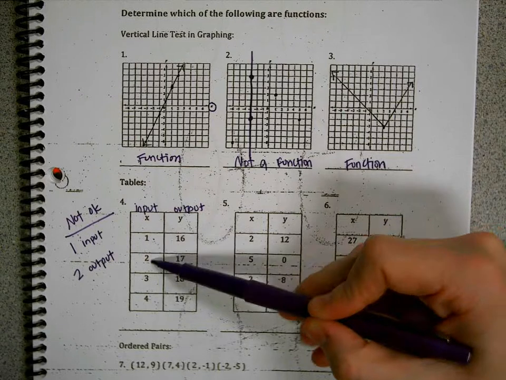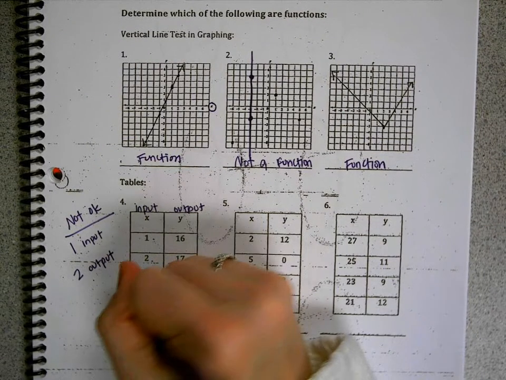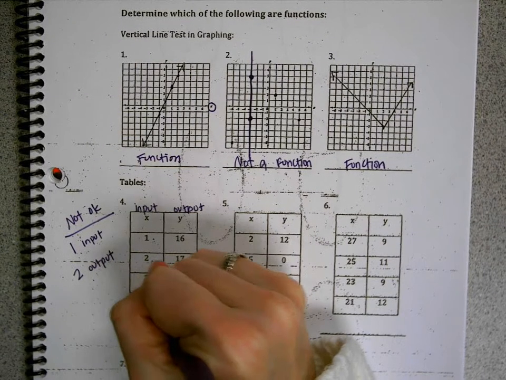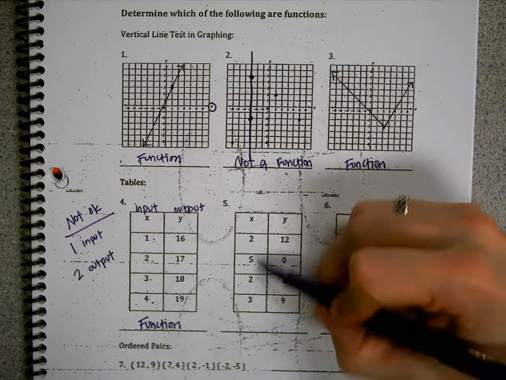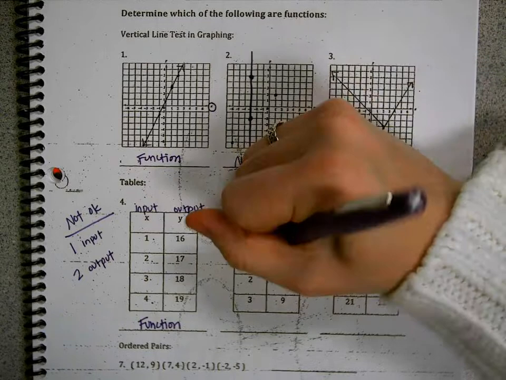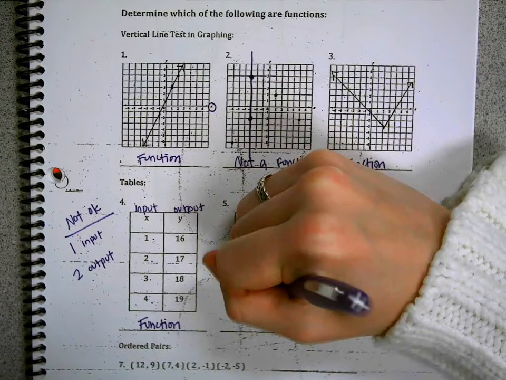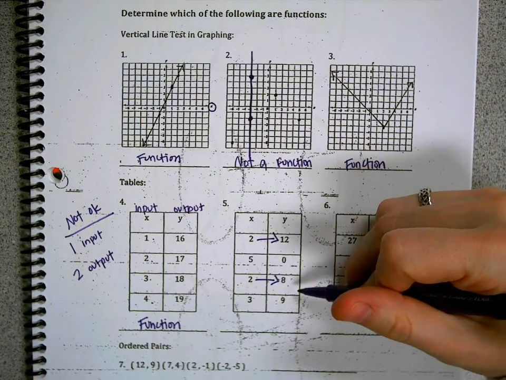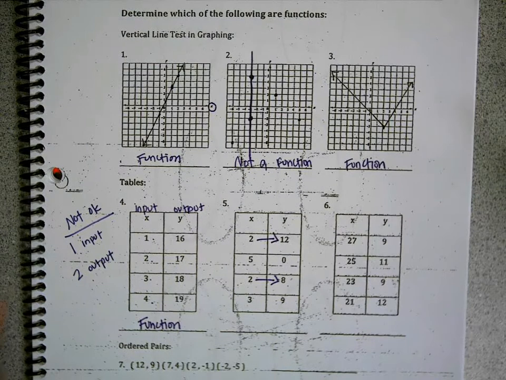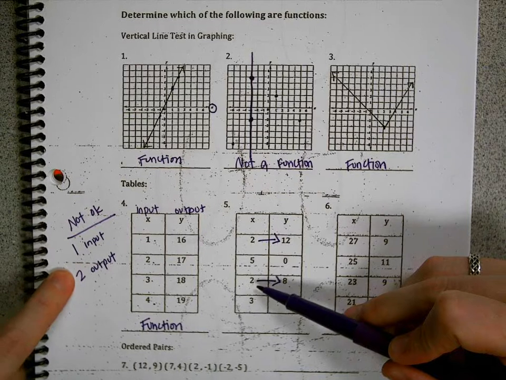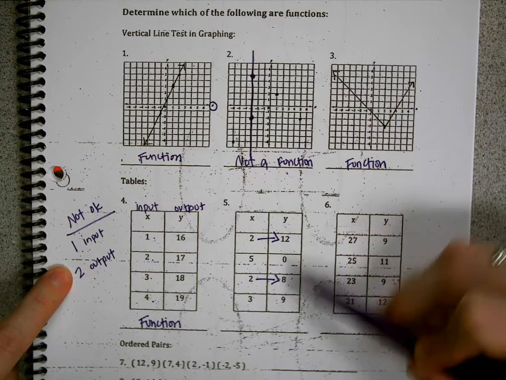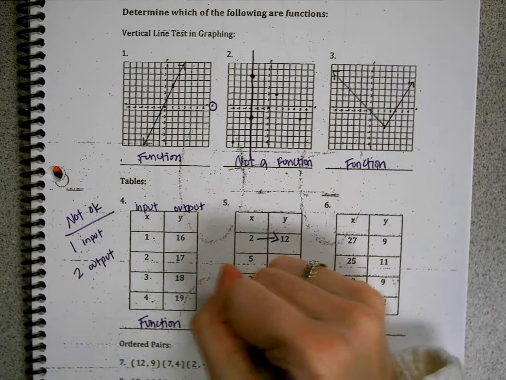So here we have 1, 2, 3, 4. If there is no repeating, it's automatically a function. But on number 5, we have 2, 5, 2, 3. Is it okay for 2 to go with both 12 and 8? No, that's not okay because that's one input. The 2 is our input, and it goes with different outputs. There's a 12 and an 8.